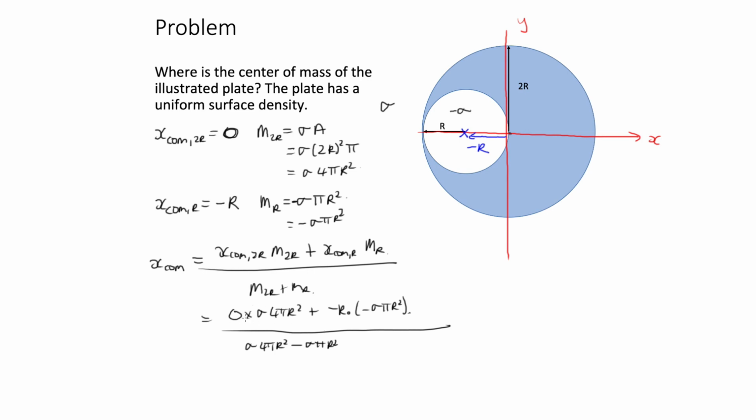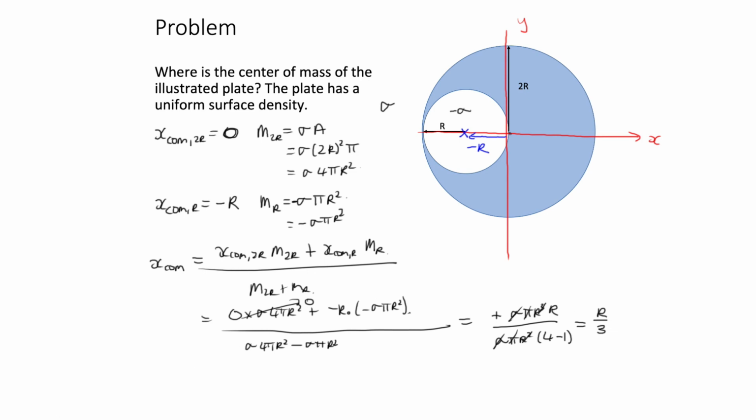So this is just 0. On the top I've got minus sigma pi r cubed. Oh, sorry, it's positive because we've got negative times negative. Then on the bottom, I can pull sigma out as a common factor, and I've also got pi r squared, which is a common factor. So here I've got 4 minus 1. So this cancels, this cancels, and I'm left with just 1r on the top, cancelling that r squared on the bottom. So I end up with r over 3.